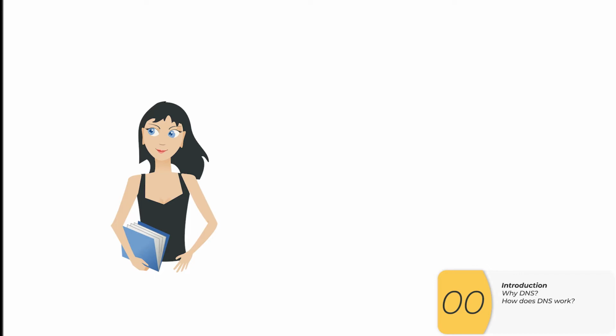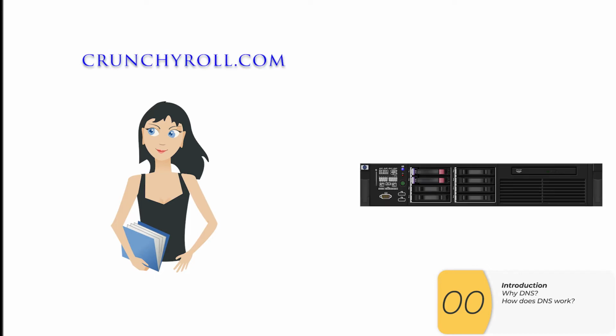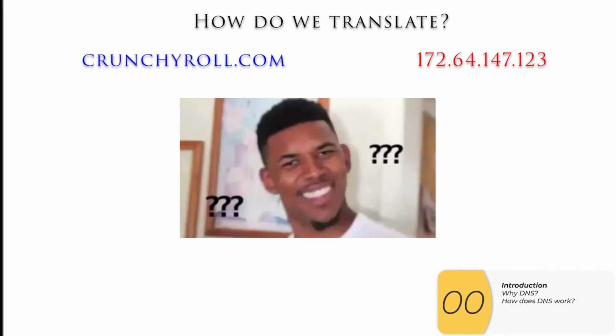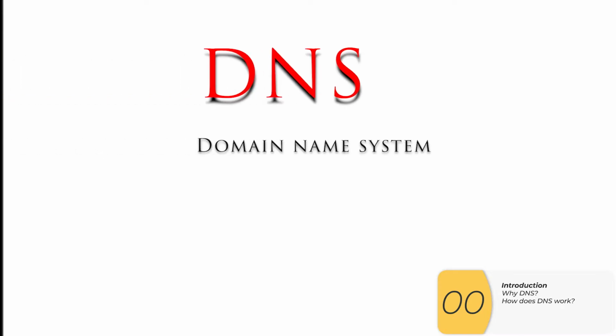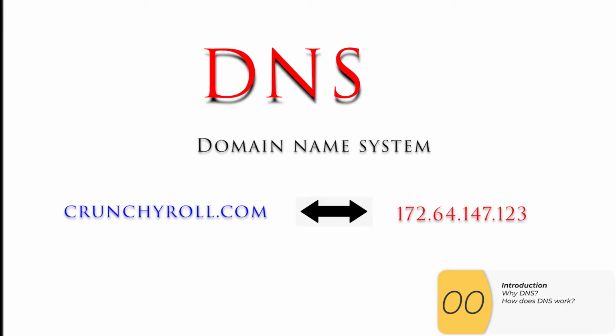But now we have a problem. The student thinks in terms of words, but the computer doesn't know words. The computer only knows bits or numbers. So how do we translate back and forth? How does the computer know that crunchyroll.com is the same thing as 172.64.147.123? The answer is something called DNS, or Domain Name System. DNS translates between how humans think, which is words, and how computers think, which is numbers.